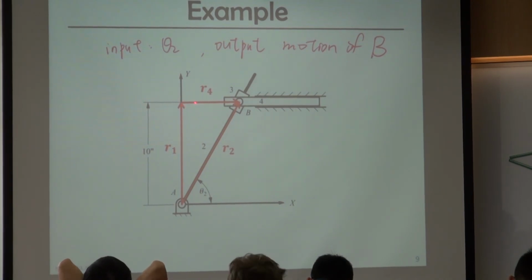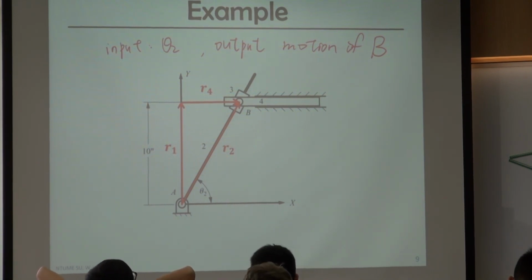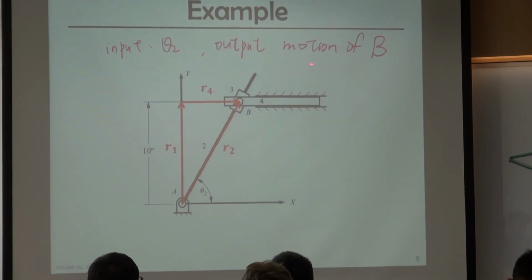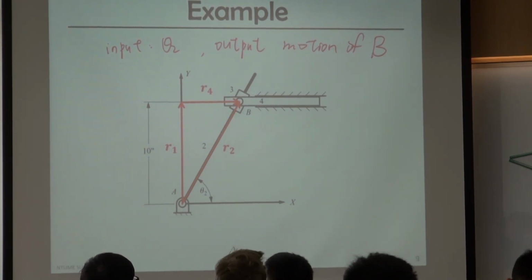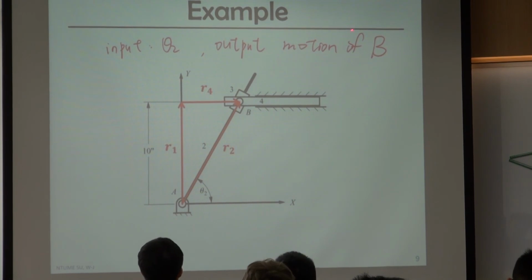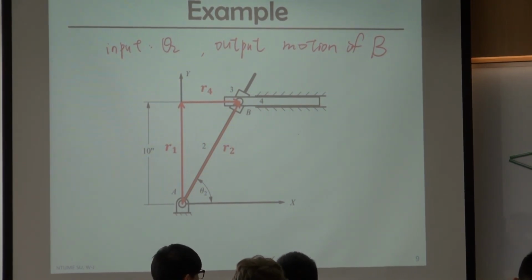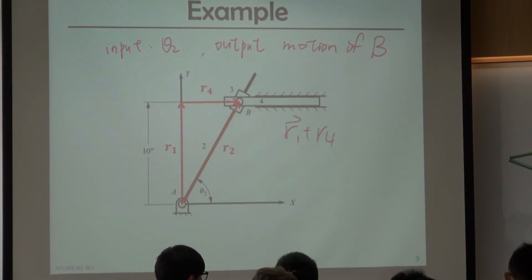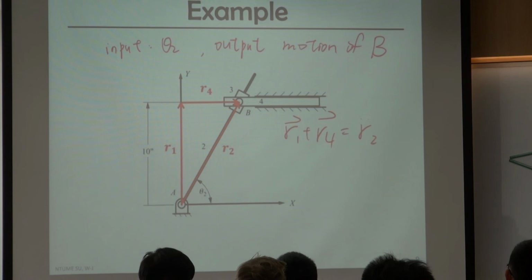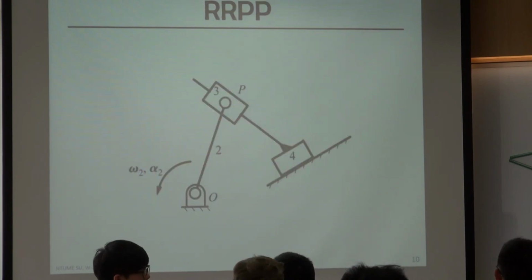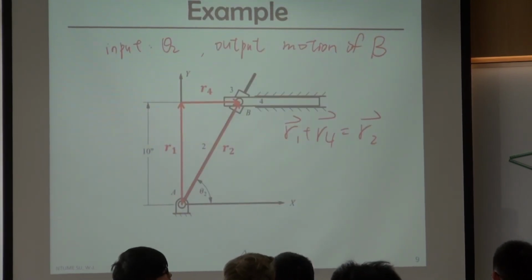And right now for this case, R4 can be used to indicate the motion of point B. So this vector loop should work well for this required problem, the required motion of B. So we just need to make sure. Right now we have R1 plus R4 equals R2. So we have one vector loop, so we will have two equations.